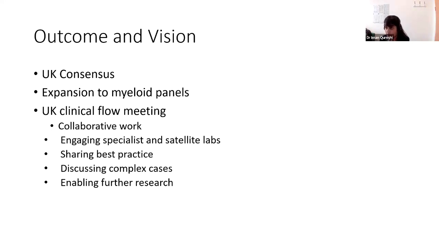What I found, and hopefully the participants found, is that it was nice to have that networking between flow labs, because there was a real enthusiasm for this, with scope to expand this and do similar polls and generate consensus for, say, myeloid panels, and also recruit other UK flow labs. We've also presented this to the Laboratory Specialist Interest Group at the British Society of Haematology. Ultimately, the aim would be to have a UK clinical flow consortium that would enable future collaborative work, help with complex cases, education, sharing best practice, enabling further research, but also engaging specialist labs, learning from them, and recruiting satellite labs through the UK.